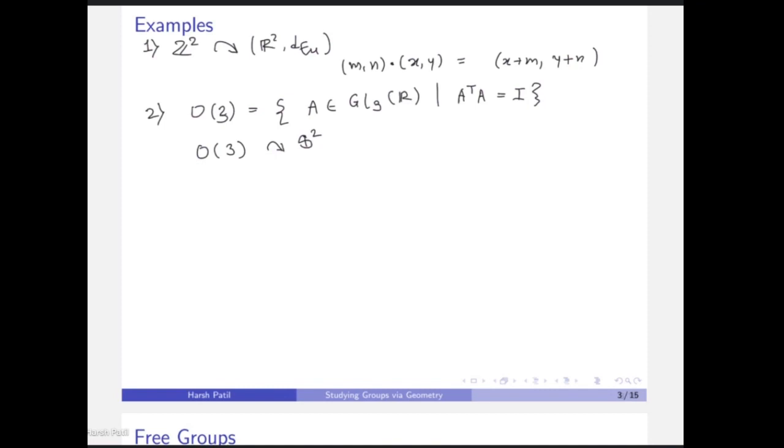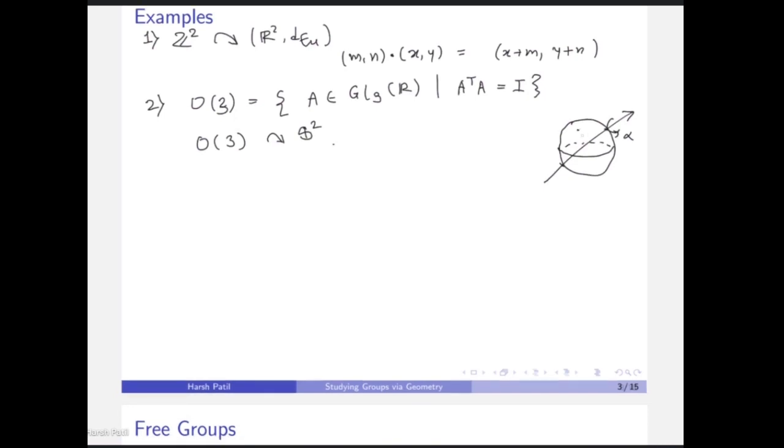Every element of O3 can be visualized as follows: there is some axis, and it fixes this axis, it fixes these two points, and it rotates your sphere by some angle alpha. So O3 acts on S2, and S2 can be given a metric. It's called the round metric: given two points, you take a meridian which joins these two points, and the length of that meridian is the distance between x and y. O3 also preserves this metric. It acts by isometries on S2.